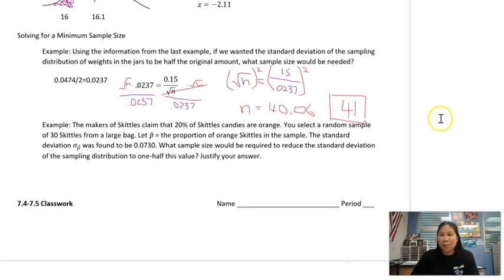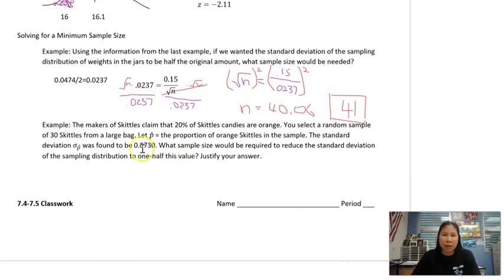All right, in this last example, we're doing something similar, but this time we're going to go back to our proportions. It says the makers of Skittles claim that 20% of Skittles candies are orange. So here we're given percentages, so we're dealing with percents. You select a random sample of 30 Skittles from a large bag. Let p hat equal the proportion of orange Skittles in the sample. The standard deviation was found to be 0.0730. What sample size would be required to reduce the standard deviation to 1/2 this value?